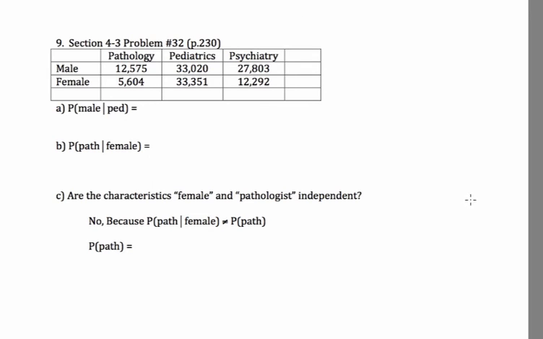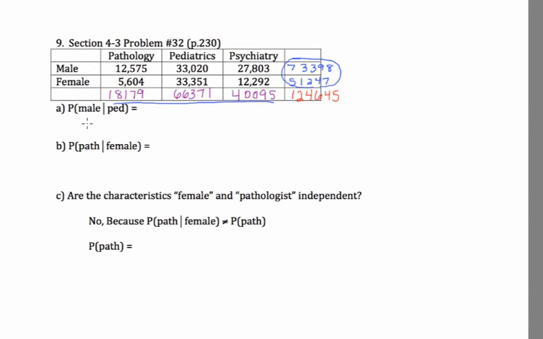The first thing I do when I get problems like this is total up the totals. So first I'm going to total up how many males I have by adding the male row and females by adding the female row. Then I'm going to add up how many people I have in pathology, pediatrics, and psychiatry by adding their columns. Then finally I'm going to figure out what is my total number in my sample space. Now to do that, I can either add the total male and female to get my total number of people, or I can add these three numbers to get my total. Both of those should add to the same number. Actually, I do both to make sure I haven't made a mistake in my calculations.